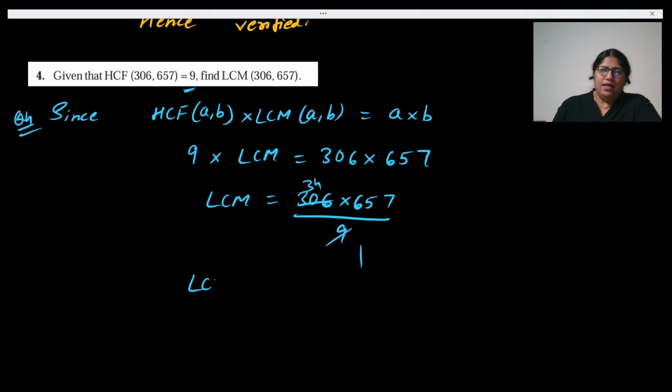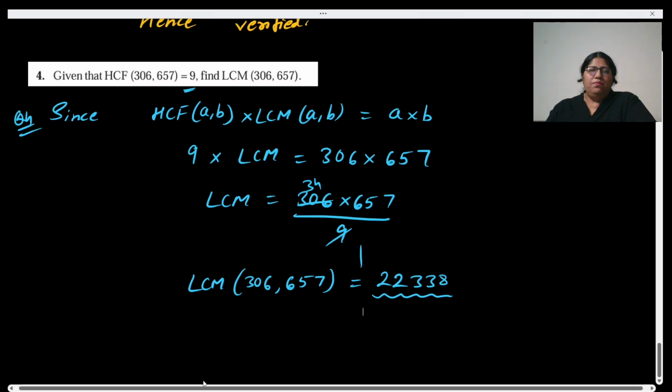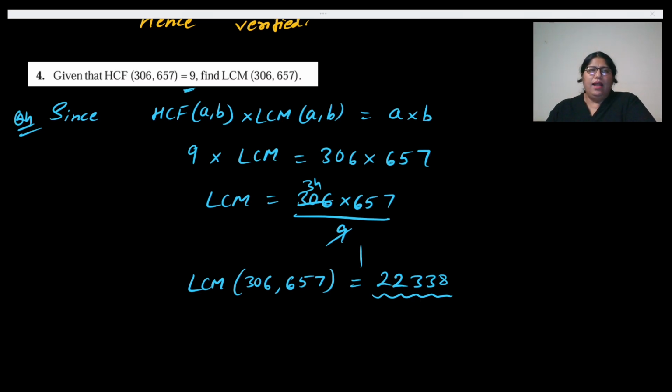So what is the LCM of those two numbers? See, you did not follow the factorization method to calculate the LCM. So 22,338 is the LCM of these two numbers. So what did we use here? We have used the verification, the relationship between HCF and LCM, to calculate the LCM, right?